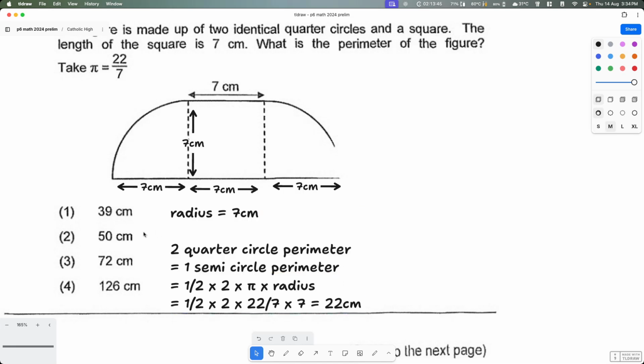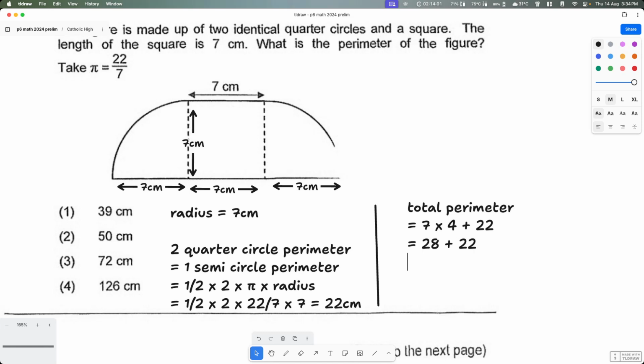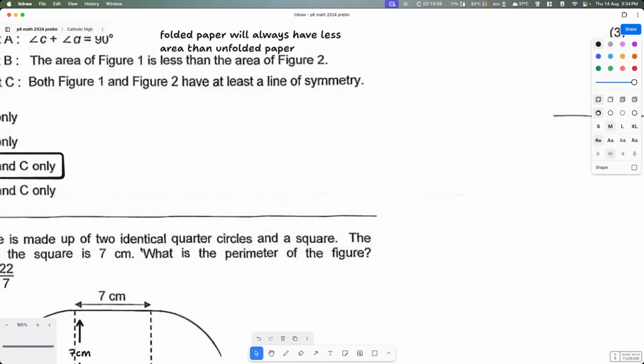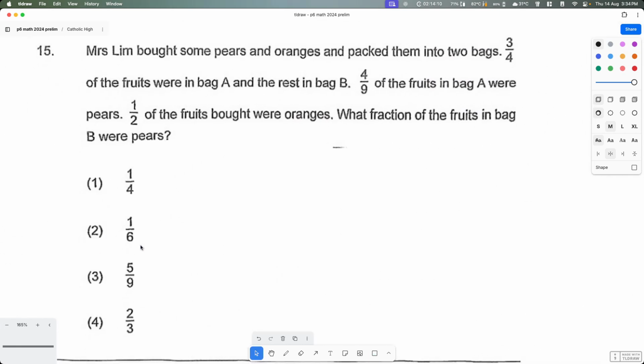Perimeter. Now with that, the total perimeter is equal to 7 times 4 plus 22. This will give us 28 plus 22, which is 50 centimeters. So that's the perimeter, which is option number 2. Okay, let's move to the last question.